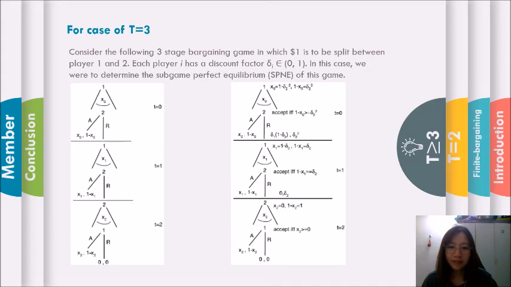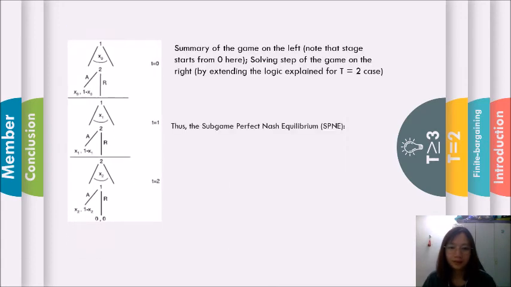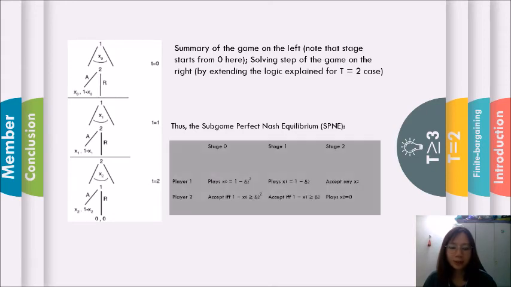Let's see. In stage t equal to 0, player 2 will accept if and only if 1 minus x0 is larger than or equal to delta 2 squared. In stage 1, player 2 will accept if and only if 1 minus x1 is larger than or equal to delta 2. In stage 2, player 1 will accept if and only if x2 is larger than or equal to 0. Thus, the subgame perfect Nash equilibrium, SPNE, is as shown in the table.